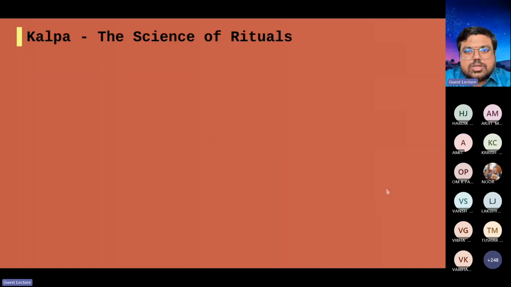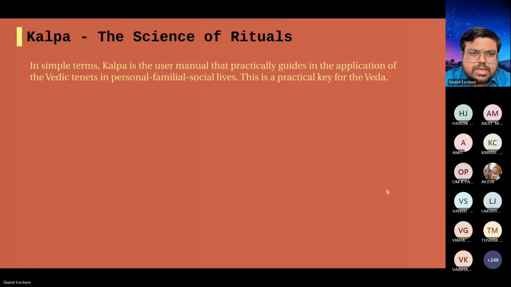Now, Kalpa, the science of ritual. In simple terms, Kalpa is the user manual that practically guides in the application of the Vedic tenets in personal, familial, and social lives. This is a practical key for the Veda. If you have a manual for a helicopter, or maybe you can say a drone, as to how to ride it, but you do not have the drone, just a manual, what is the use? By reading the manual, you just cannot ride the drone. Now you need the drone and you need to apply the instructions learned.